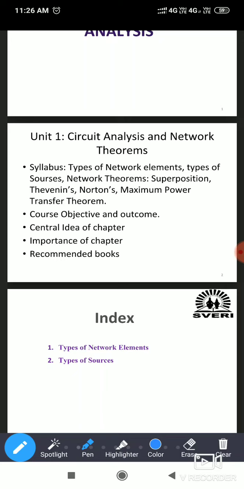So what do we mean by DC based and AC based? If the network consists of only DC sources, then it is classified as a DC network. If the network consists of AC sources, then in that case we classify it as an AC network. Based on that, we have to apply all the network theorems and find out the parameters.